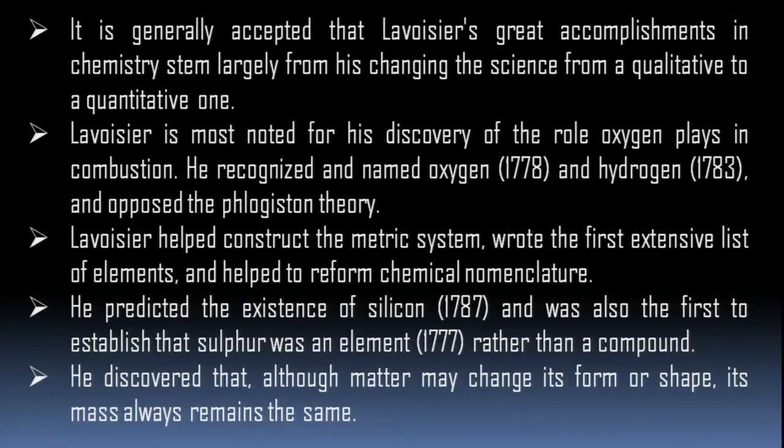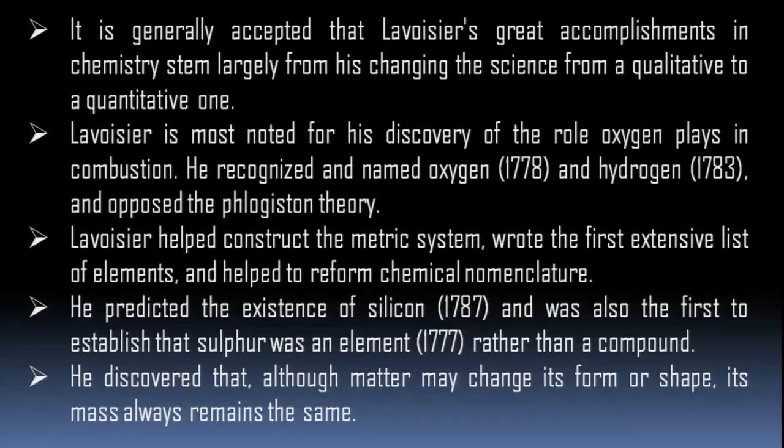Lavoisier is most noted for his discovery of the role oxygen plays in combustion. He recognized and named oxygen in 1778 and hydrogen in 1783 and opposed the phlogiston theory. What is this phlogiston theory? Let me tell you, children, before Lavoisier, people used to believe that when a thing was burning or under combustion, those combustible materials had something like fire inside them. Okay, then it was believed that way. But Lavoisier proved the role of oxygen and opposed the phlogiston theory. There is no such fire inside the combustible substances. It is all due to oxygen.